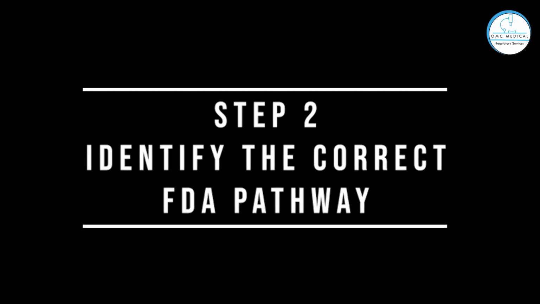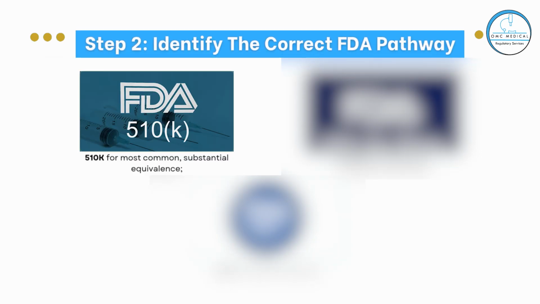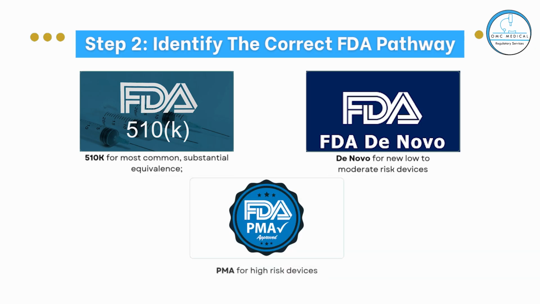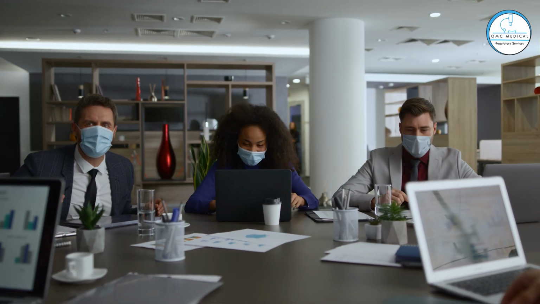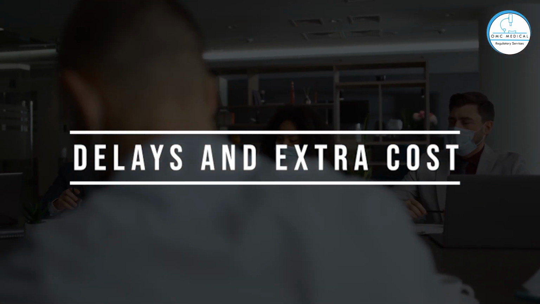Step 2. Identify the correct FDA pathway. You'll choose one of these: 510(k), most common, substantial equivalence; De Novo, for new low to moderate risk devices; PMA, for high risk devices. Choosing the wrong pathway equals delays plus extra cost.